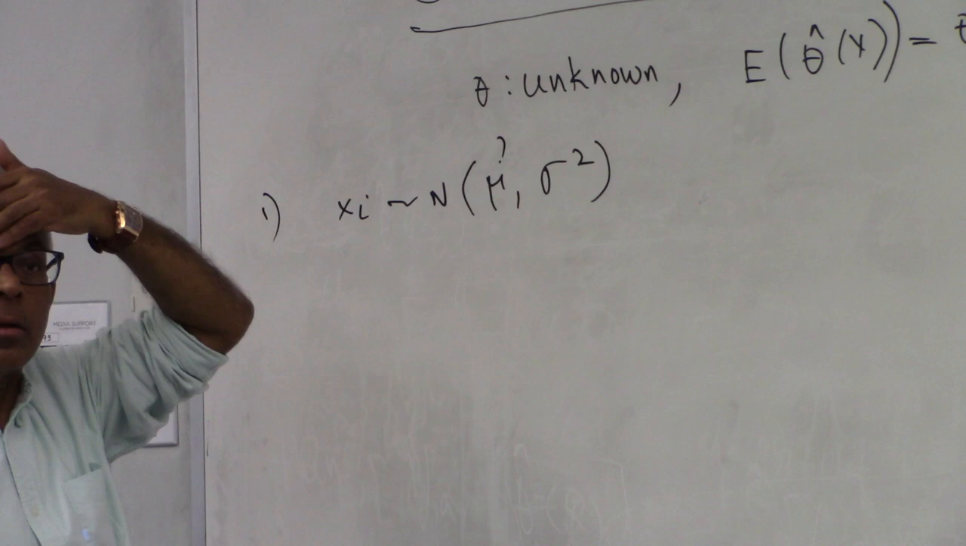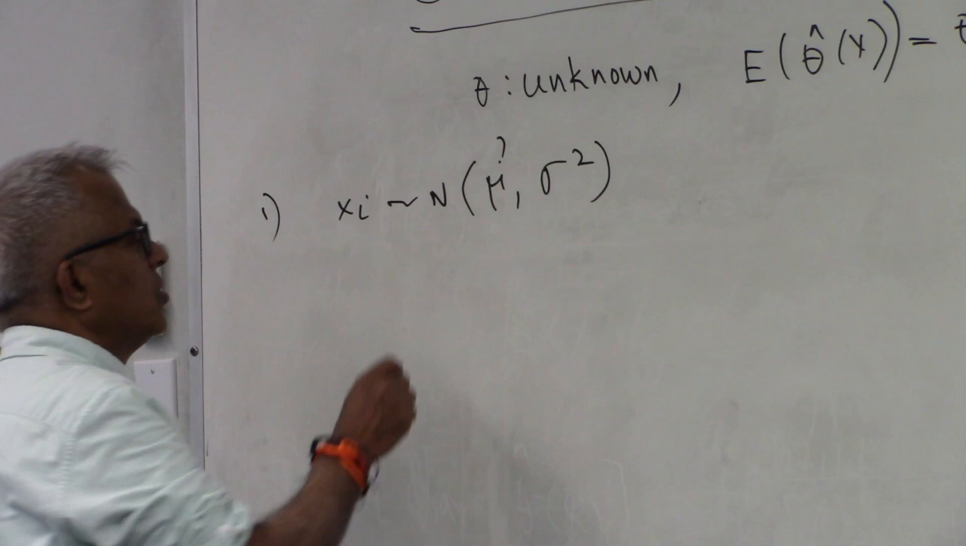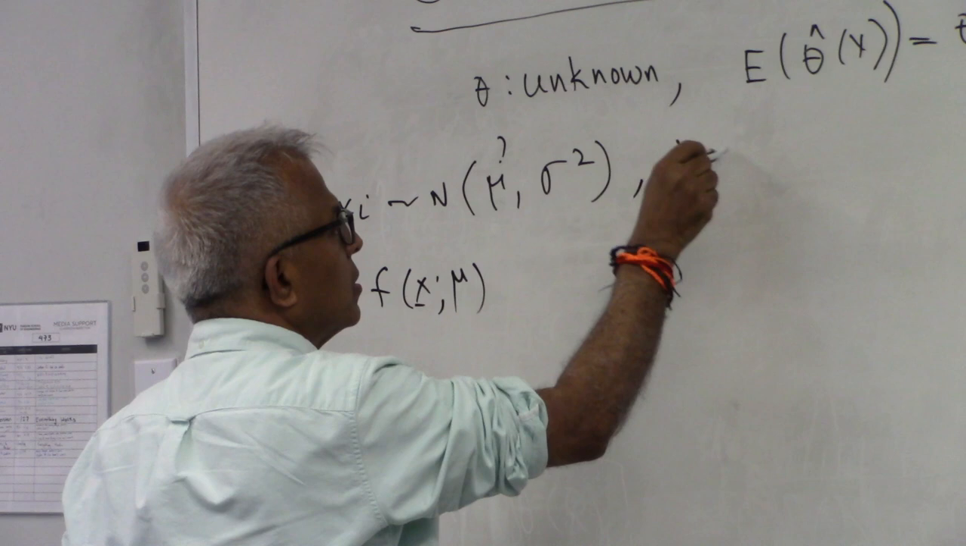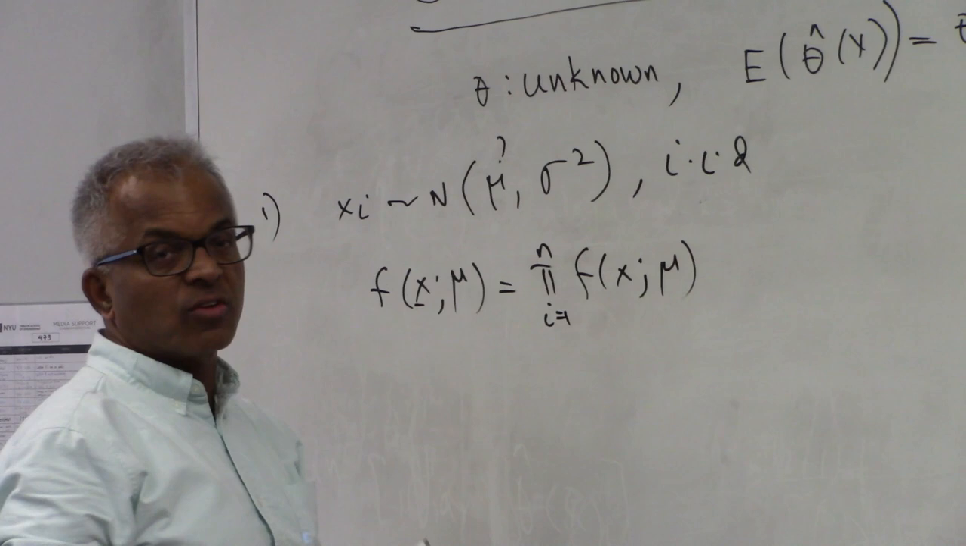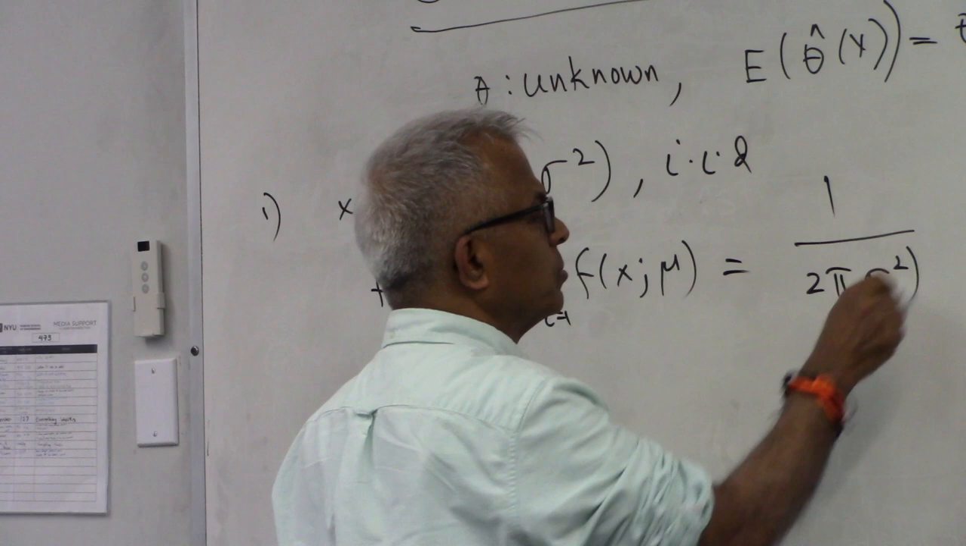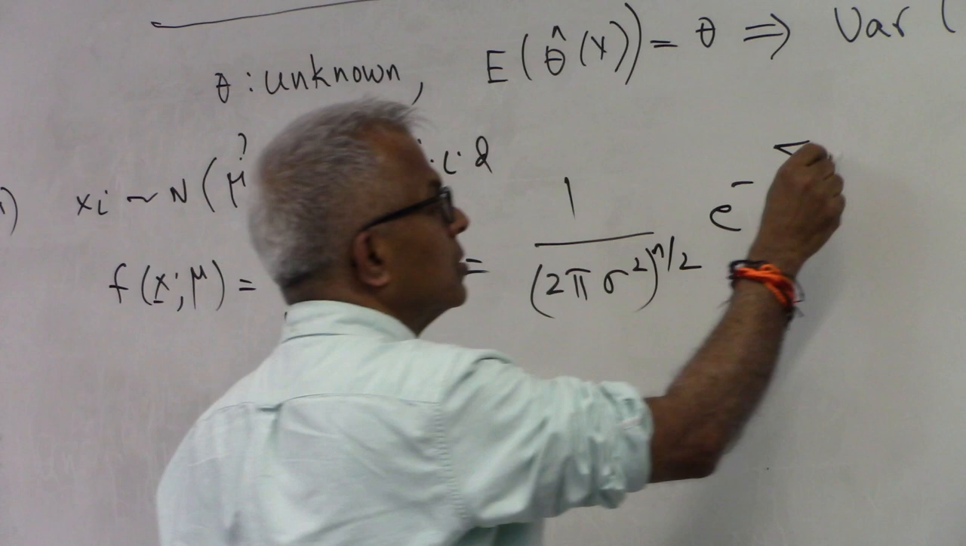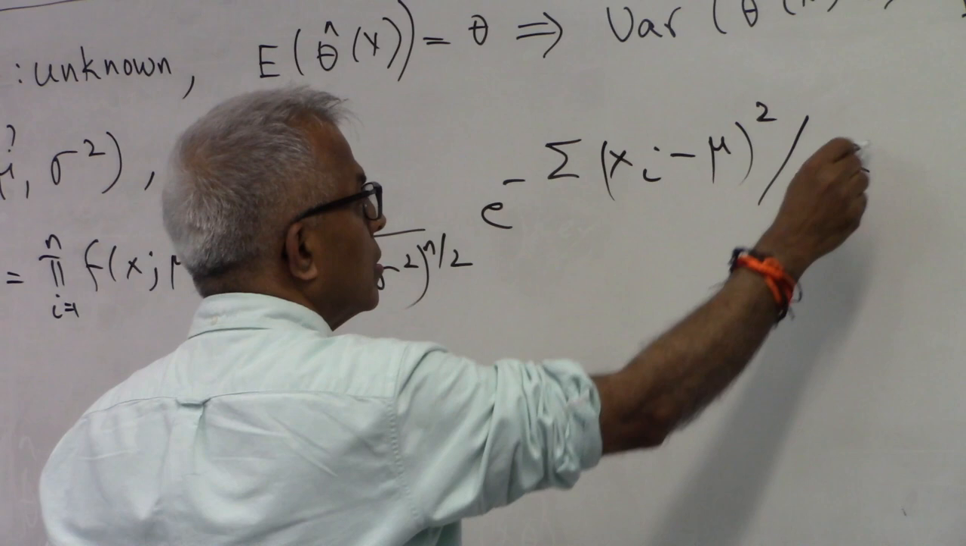So the joint density function is, of course, the product of the density functions, since the data is independent. I write this mu here just to show that the density function is a function of mu also. As you know, this will turn out to be (1 over 2 pi sigma squared) to the power n by 2, e to the power minus the sum of (xi minus mu) squared over 2 sigma squared.